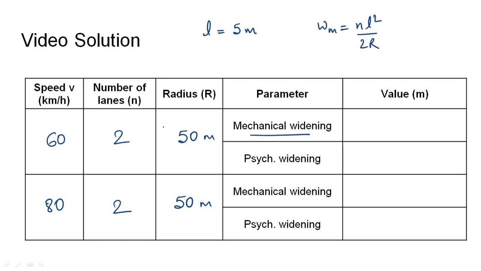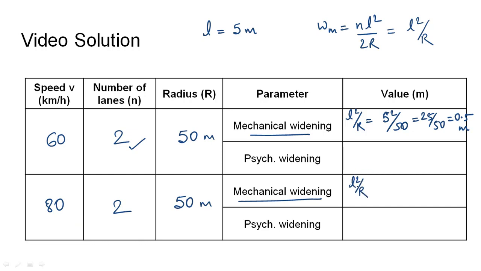Here we can see that the lanes are 2 for the first case. So this would become L square over R. So the mechanical widening becomes L square over R. L here is 5, so 5 square divided by 50. This would become 25 over 50, that is 0.5 meters. Secondly, the mechanical widening for 80 can be found. This would be the same value, L square by R, since it does not depend on the speed, which would be 5 square by 50, which becomes 0.5 meters.